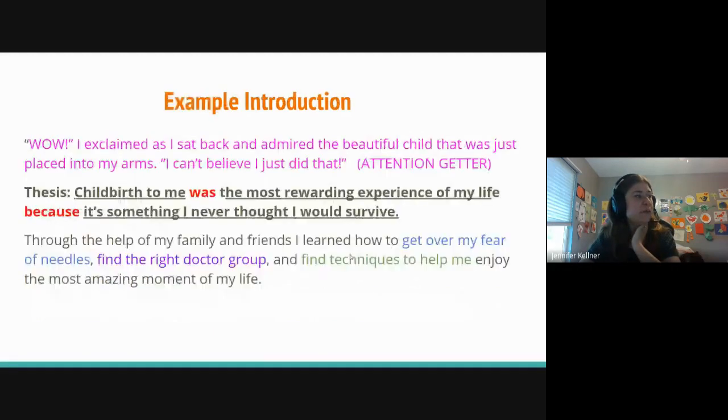So here's an example, okay? Wow, I exclaimed as I sat back and admired the beautiful child that was just placed into my arms. I can't believe I just did that. This is my attention getter. And it's especially strong because I'm starting out with onomatopoeia, which is a big fancy word for words like wow, bang, crash. That really gets the reader's attention.